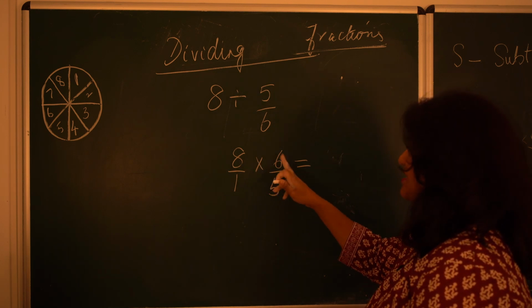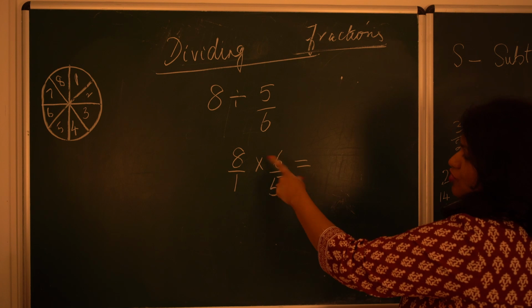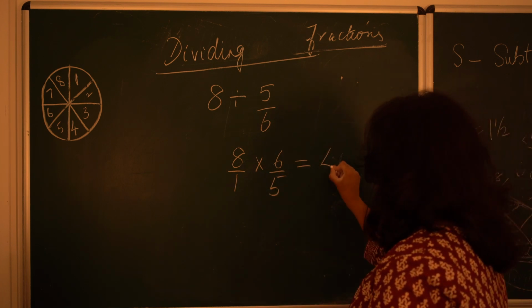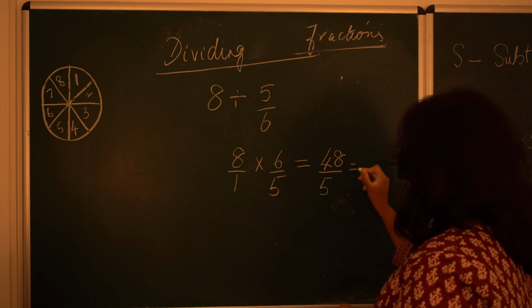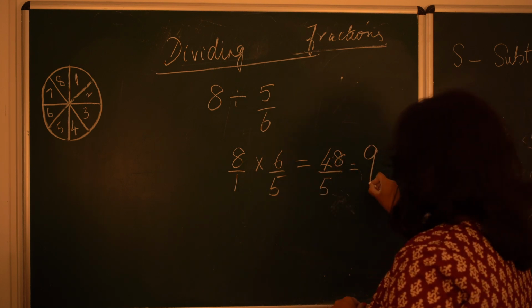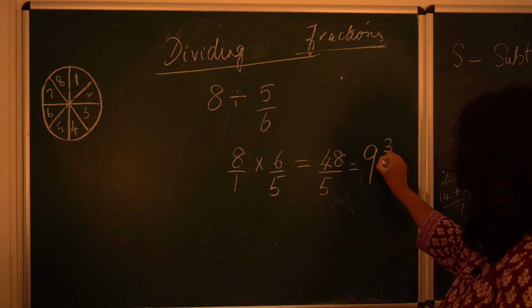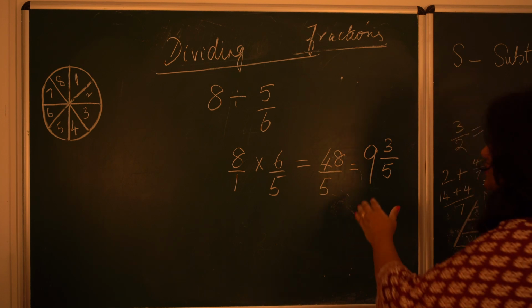I cannot reduce anything because there is no common number that I can reduce it with. So 48 divided by 5, whereby I get 9 as my whole number, 45, 3 is my leftover, divided by 5. This is the answer.